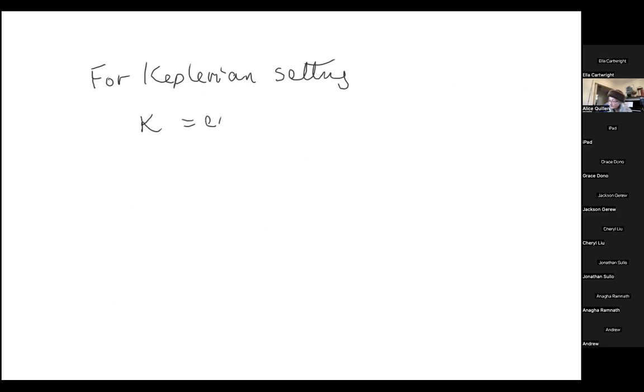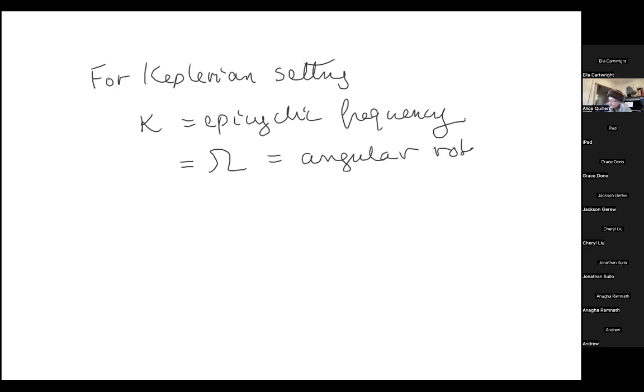Kappa is what's called the epicyclic frequency. It equals the angular rotation rate. And that's necessary to get an ellipse. But if you substitute it in, you'll get that. So this is an application. It's like a simplification. You use the fact that you have a potential well to make an approximation at the bottom of the potential well to say something about the dynamics. So that's kind of the point. Go beyond the static setting.